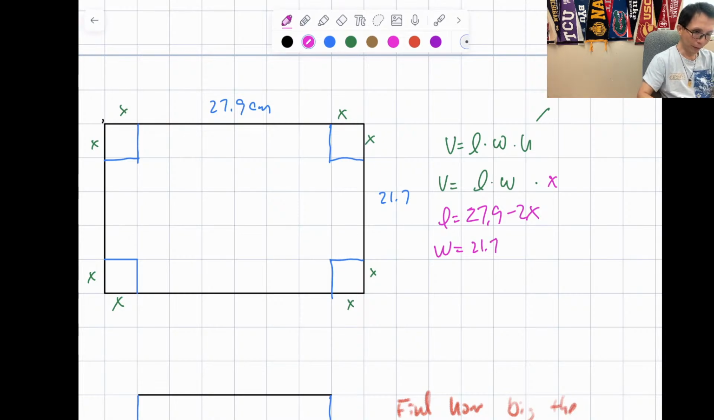And what will be the width? I think it's 21.6, but okay, 21.7 minus 2x. That's fine. Yeah, according to the paper, it's 21.7. So different classes have different measurements. So this one's going to be length, width times height. So volume is equal to x times 27.9 minus 2x times 21.7 minus 2x.